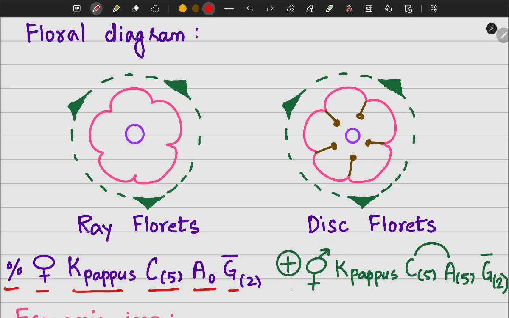For disc florets, they are actinomorphic, bisexual, calyx is pappus, corolla pentamerous, gamopetalous, androecium 5 stamens, epipetalous condition is shown here with this symbol. Then inferior ovary, bicarpellary syncarpous.